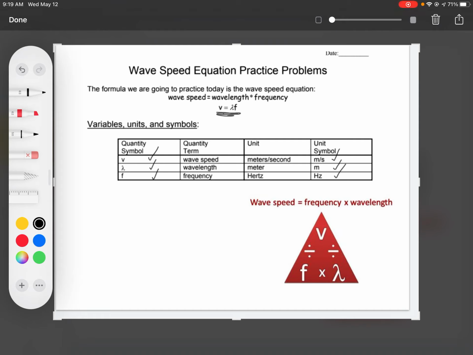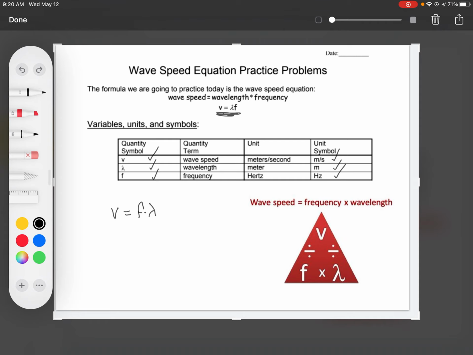Now, sometimes you will be asked for wave speed, and when you are, you can just remember that basic equation, lambda times F or F times lambda, same thing, all right? This is multiplication here. But you might sometimes be asked to solve for wavelength and other times asked to solve for frequency, right? So it's going to be important to know how to rearrange this equation, and that's what the wave speed triangle is for.